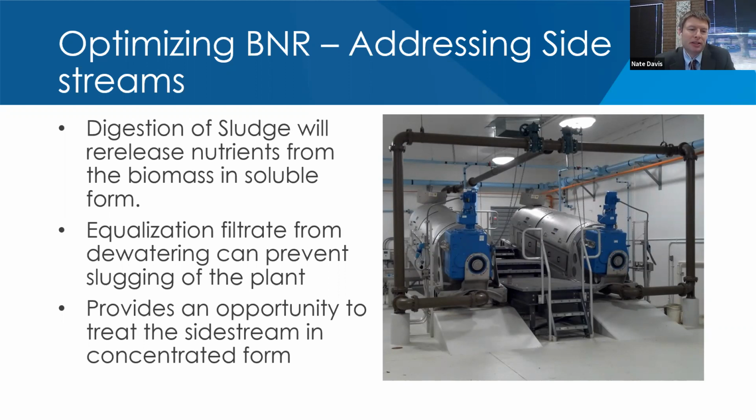In new designs, it's important to include provisions for equalization. This can prevent slugs from passing through your plant, and the equalization tanks also provide an opportunity to hit that side stream with chemical when it's in its most concentrated form, and you get your most efficient removal.